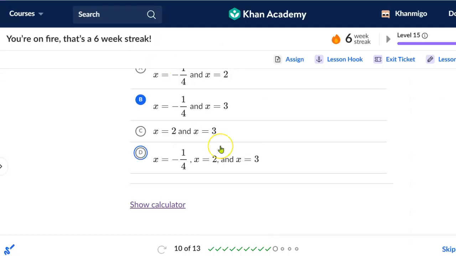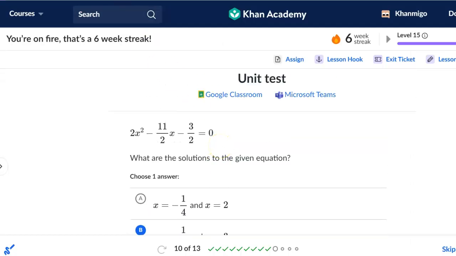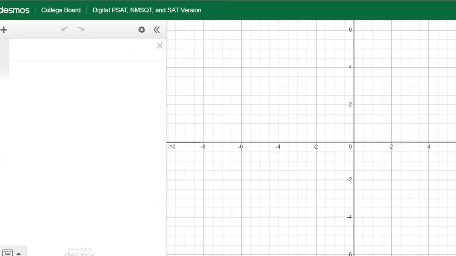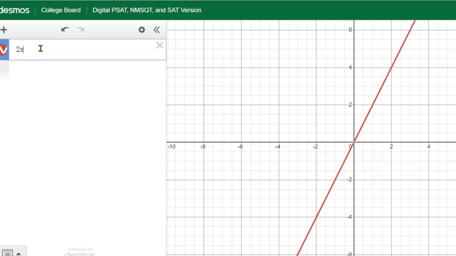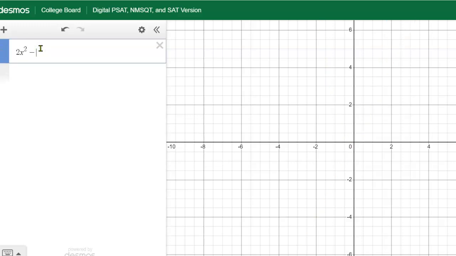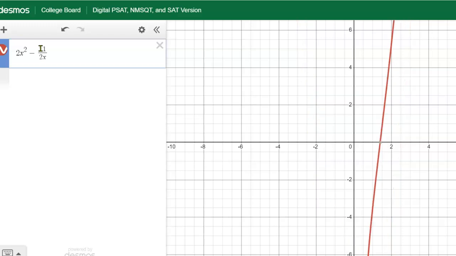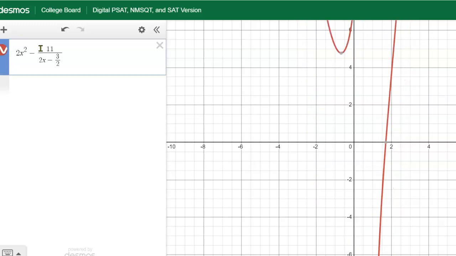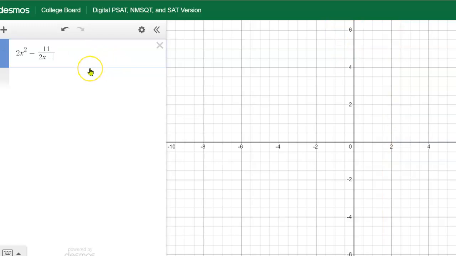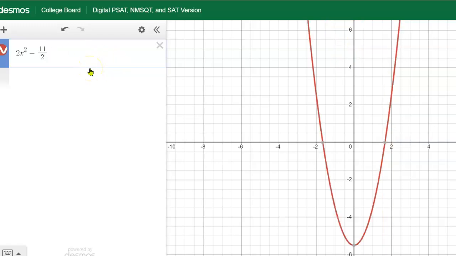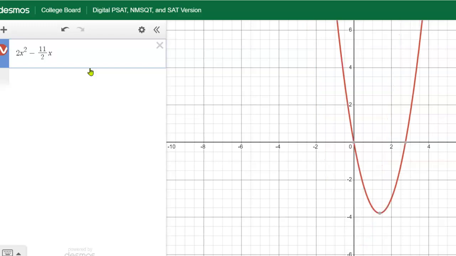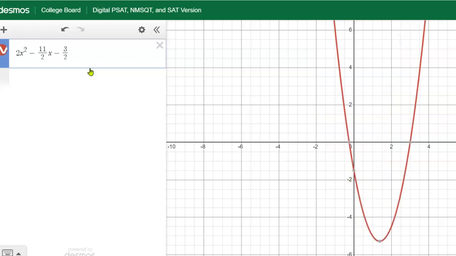let's go back and look at this. What is the equation? 2x squared minus 11 halves x minus 3 halves. I think I did something wrong there. Minus 11 halves x minus 3 halves. All right, it graphs it for you. There it is. That's negative 1/4, and that is 3.